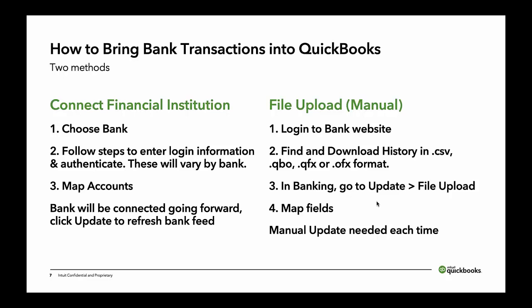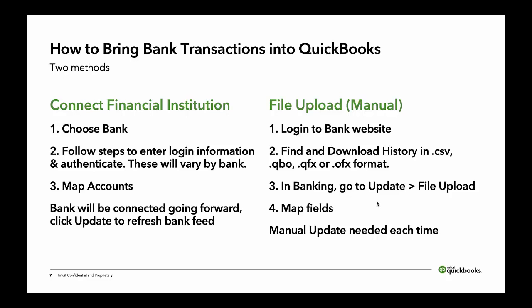The second method is more manual. It's a file upload. You log into the bank's website. Every bank website is a little different, but usually there's somewhere where you can find and download the history into one of these 4 supported formats. And some of these formats might be familiar to you from other tools, right? QuickBooks Desktop, Quicken, Mint, those types of things. So if you find the download in that format, you can come into QuickBooks Online.